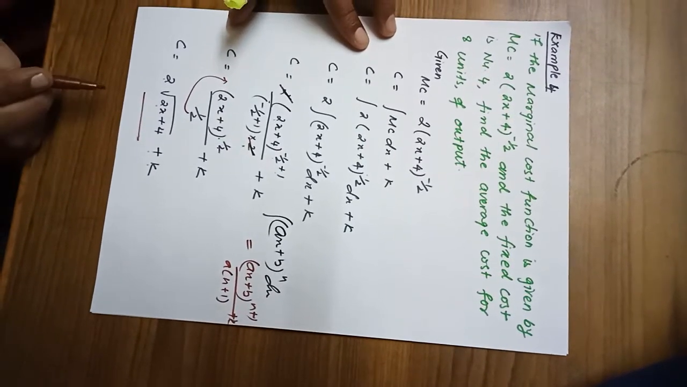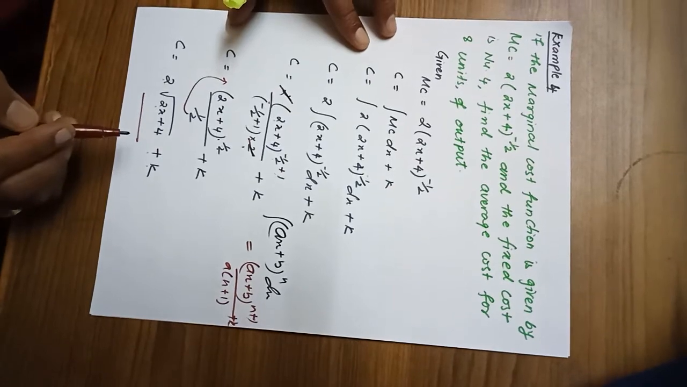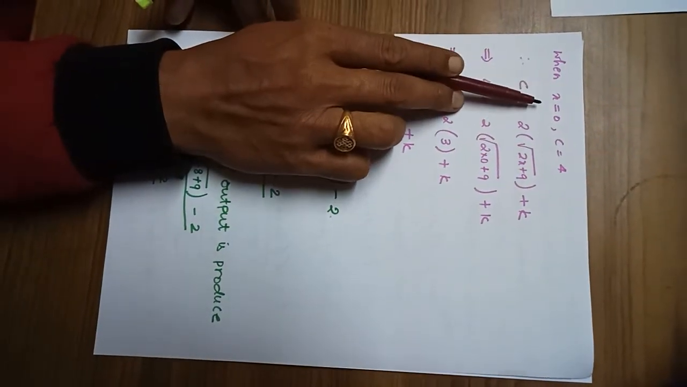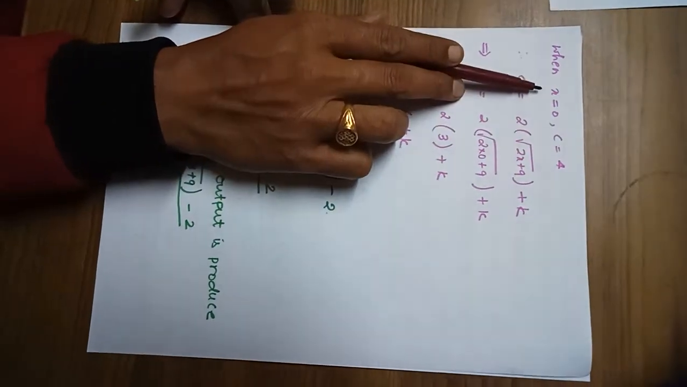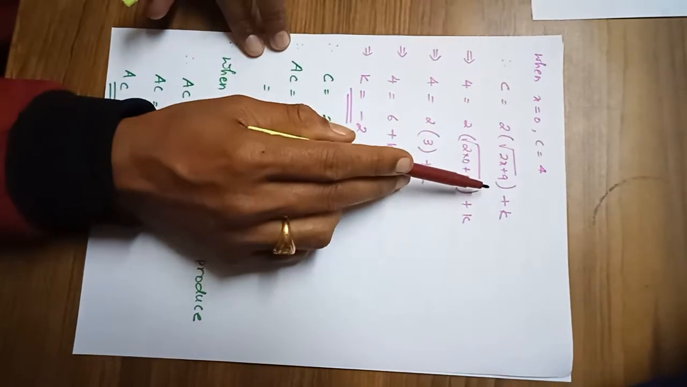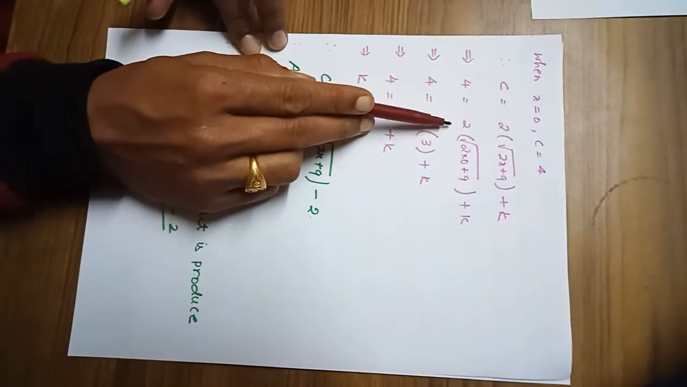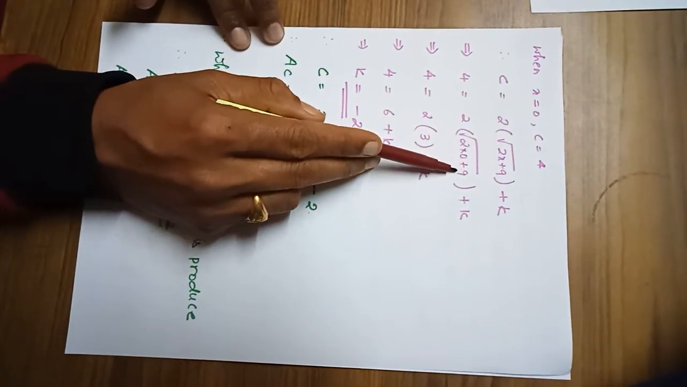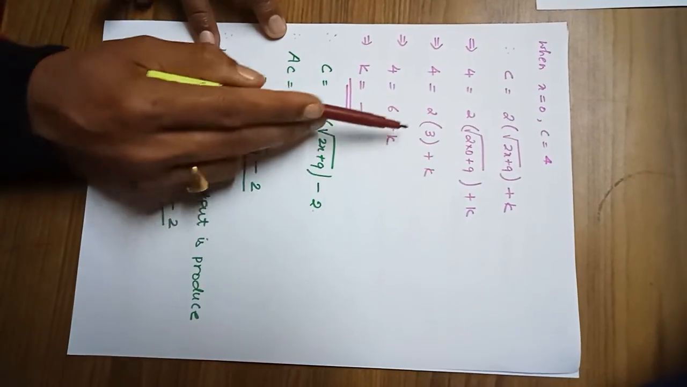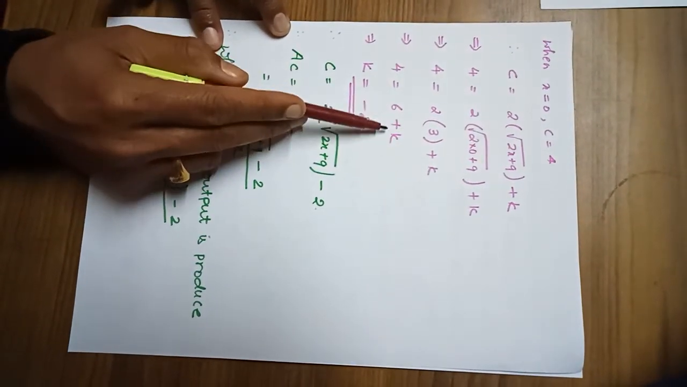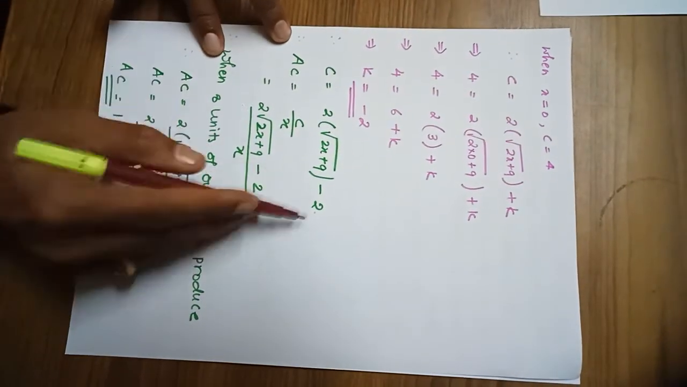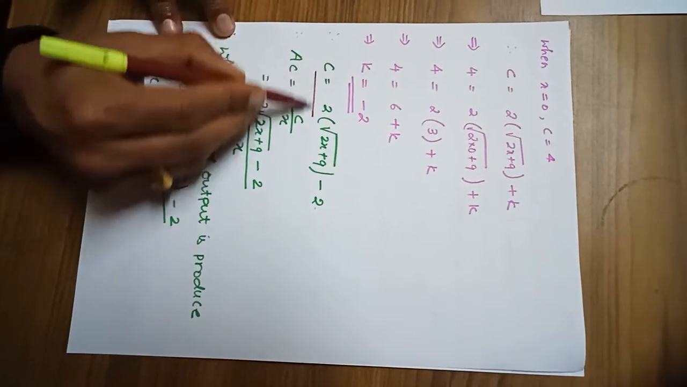Once you get the total cost function, you try to find the average cost function. As I told you before, the fixed cost is given: when x is equal to 0, c is equal to 4. So you substitute and try to find the value of k. You are substituting 2 into the square root of 0 plus 9, and the square root of 9 is 3. So 2 into 3 plus k, 6 plus k equal to 4. So k is equal to minus 2. Now you got minus 2, and therefore you got the value of c.